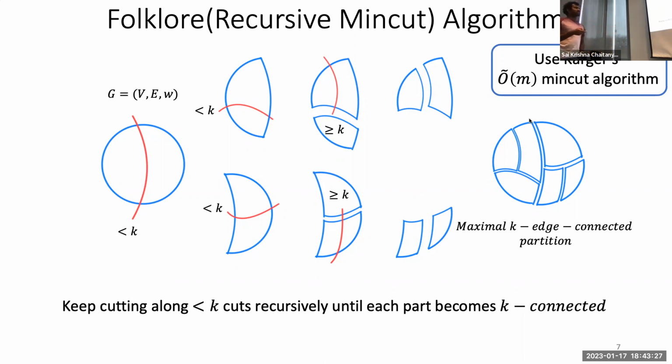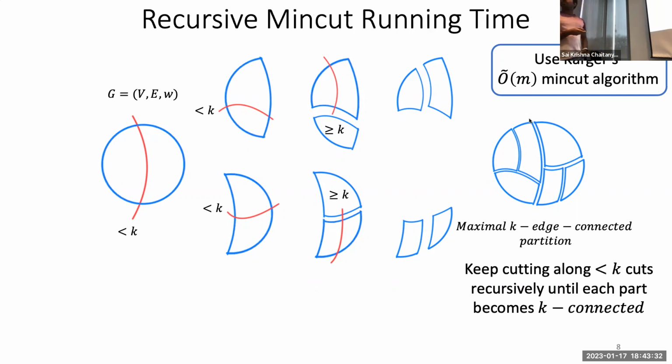This is the recursive mincut algorithm. And now we will see the running time. So even if you have two mincuts, eventually you converge to the same. Yeah, exactly.